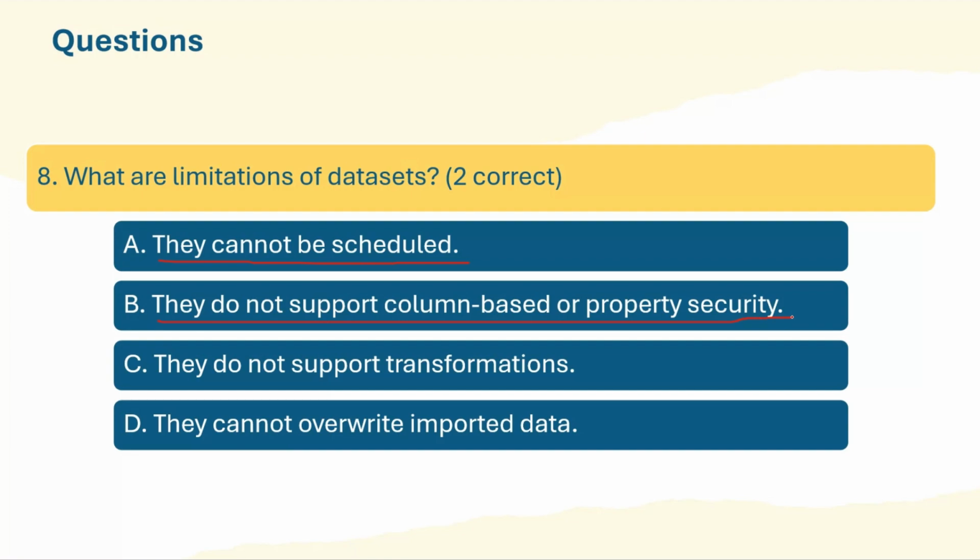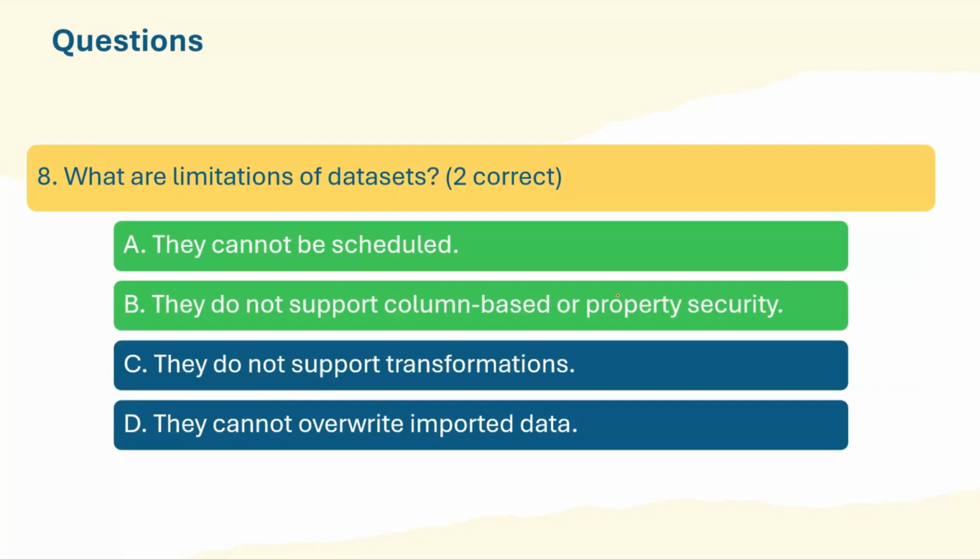So in model, usually you can define a property just like a master data kind of thing. You can also control the access using that property. So all those things can't be done in the data set. So these two are not possible in data set. So these are the limitations. So these are the 8 questions related to data set.